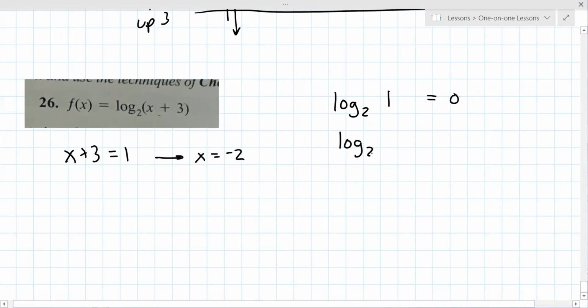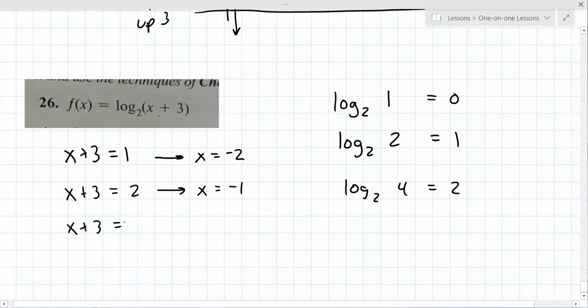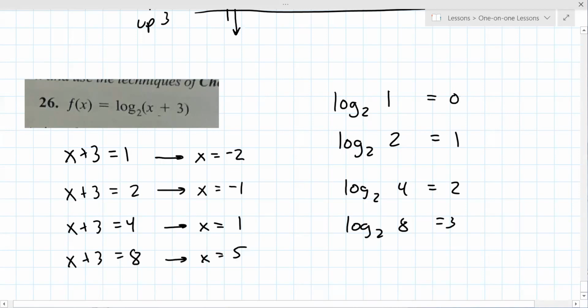Next, just follow me here. Log base 2 of 2 is 1, but we want x plus 3 to equal 2. To do that, x has to equal negative 1. Log base 2 of 4 is 2. How do we get x plus 3 to equal 4? Well, x has to be 1. And then log base 2 of 8 is 3. How do we get x plus 3 to equal 8? Well, x has to be 5. So this will all make sense in a moment.